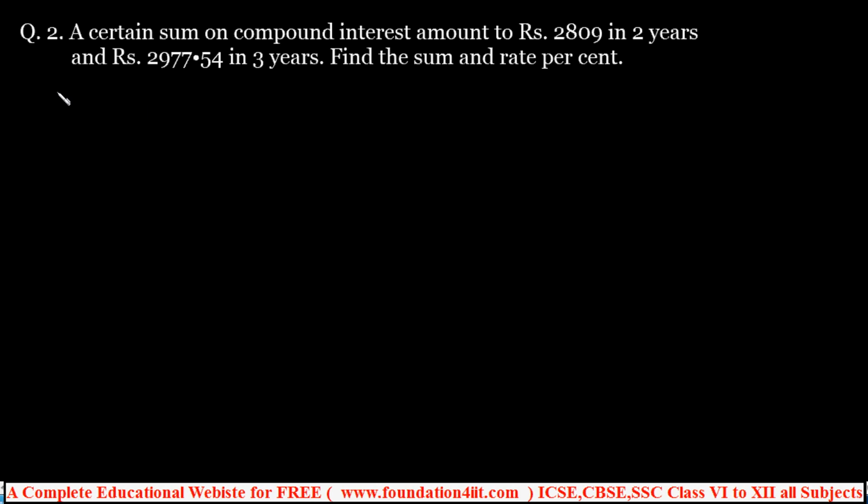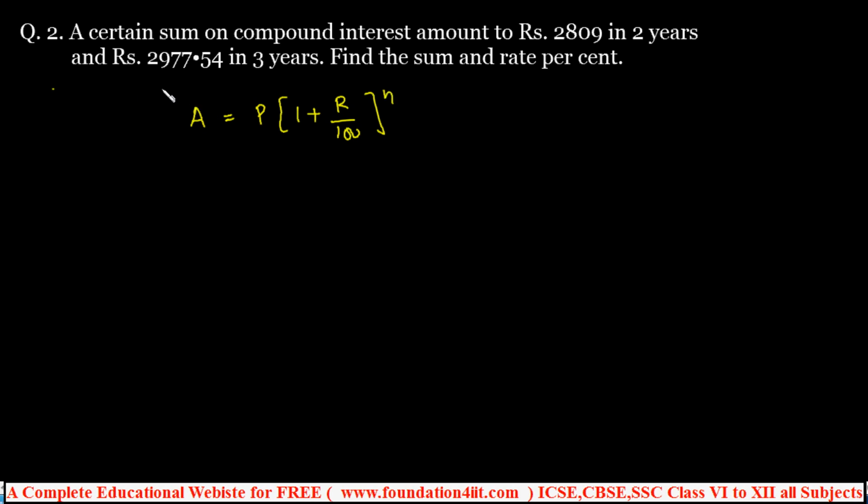Okay, see this question. A certain sum on compound interest amounts to 2,809 in 2 years and 2,977.54 in 3 years. Find the sum and rate percent. The P value and R value should be found. It is compounded annually only, because 2 years and 3 years are mentioned. So let us take the formula. This is actually the general formula: A is equal to P into 1 plus R by 100 whole to the power n.